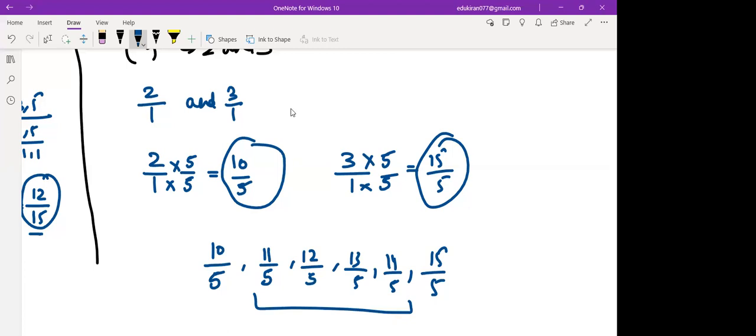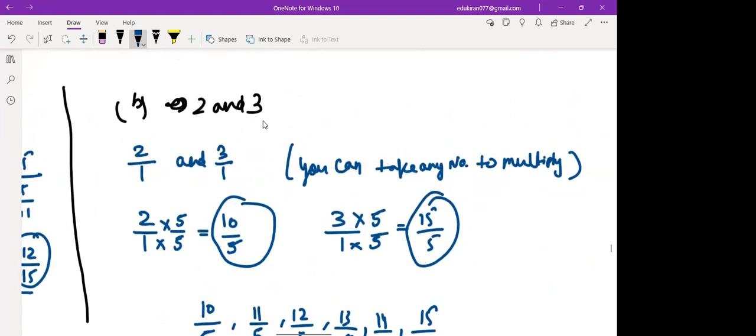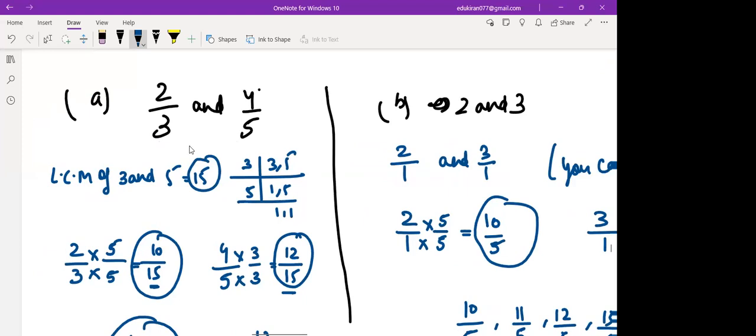Over here, you can multiply by any number. The only difference between this and this is, here you cannot take the LCM, because the denominator is 1. The LCM of 1 will be 1 only, right? That's why in this case you don't have to take it. You can multiply with any number. But in this case, you have to take the LCM because the denominator is already given.